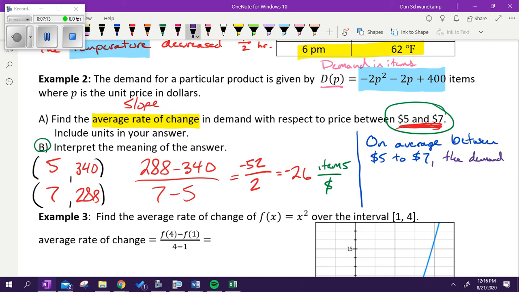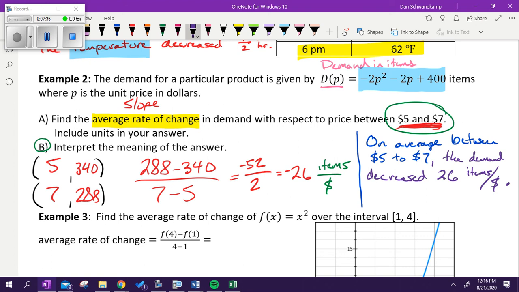The demand decreased. It changed somehow. This is average rate of change. It's all about change. The demand decreased 26 items per dollar, which would make sense.